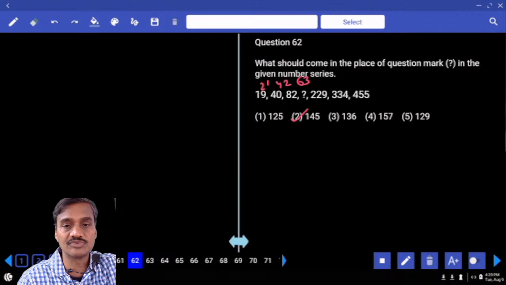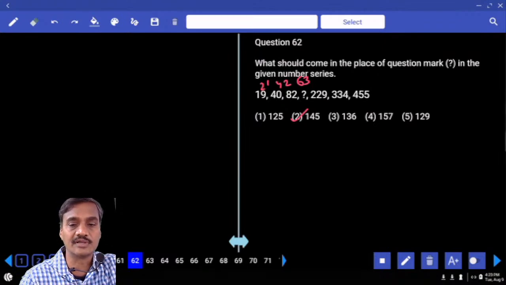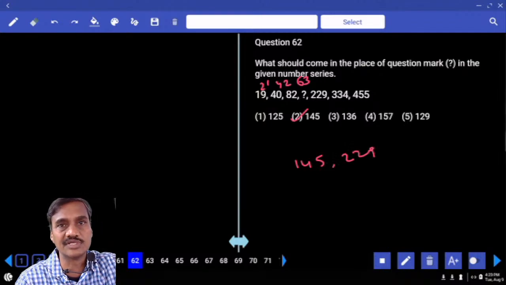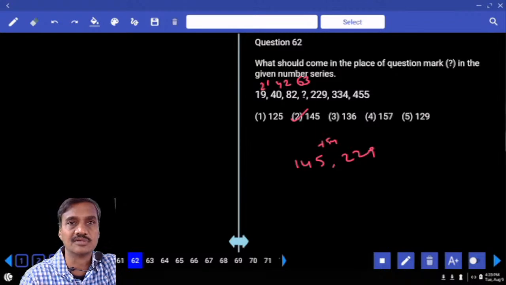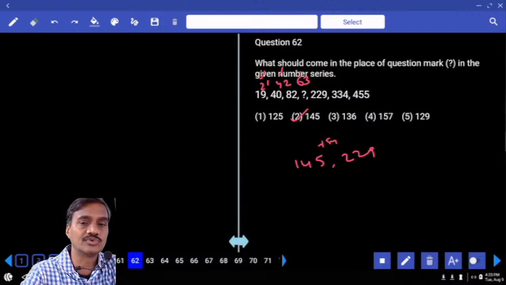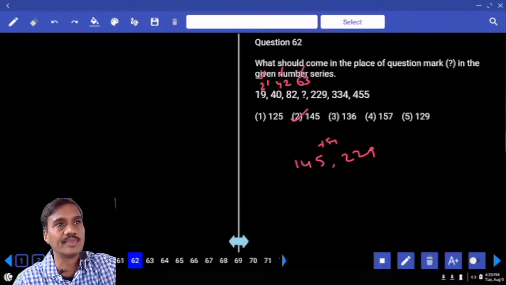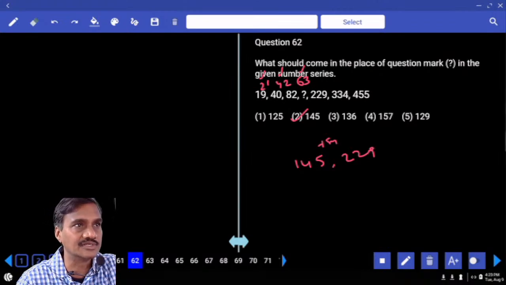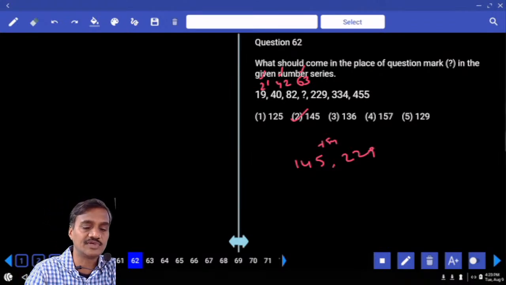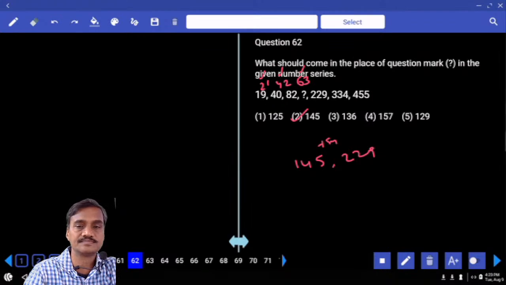And next one to this one, 145 and 229. Make a difference on next number, 145 and 229. Then what is the difference here? 84. 21 into 1, 21 into 2, 21 into 3, 21 into 4. And the multiples of 21 are added. And the missing number is 145, choice 2, question number 62.